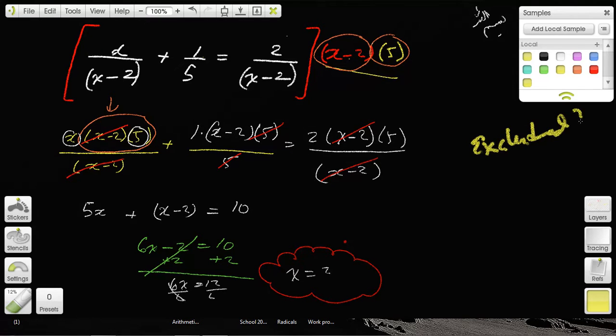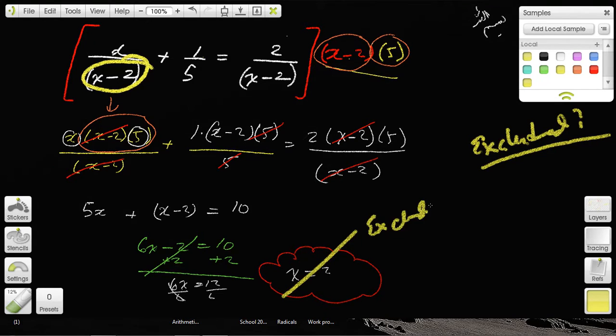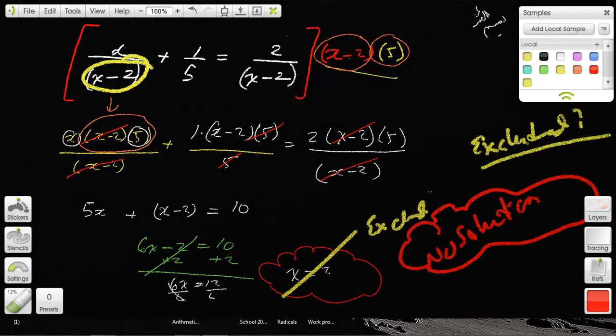So what are the excluded values? Oh my god. So what's the answer? Well, x cannot be this, right? This is an excluded value. So what's the answer? No solution. Oh my god. All that work for nothing. But that's how you do it.